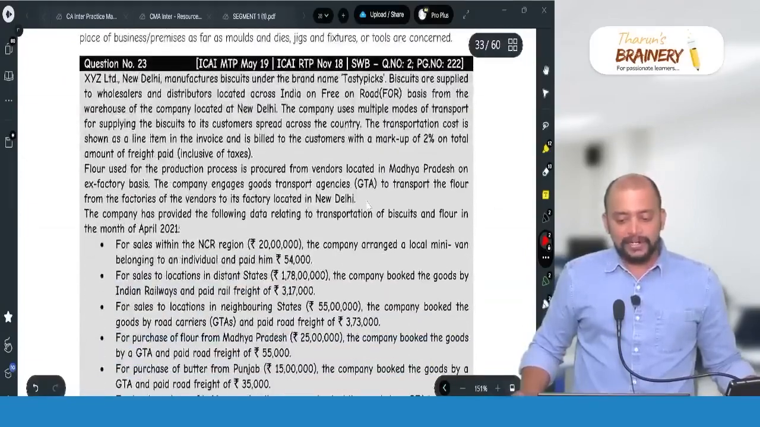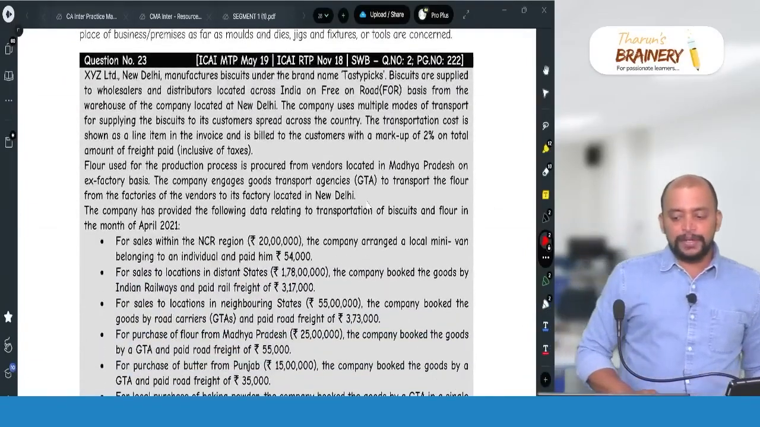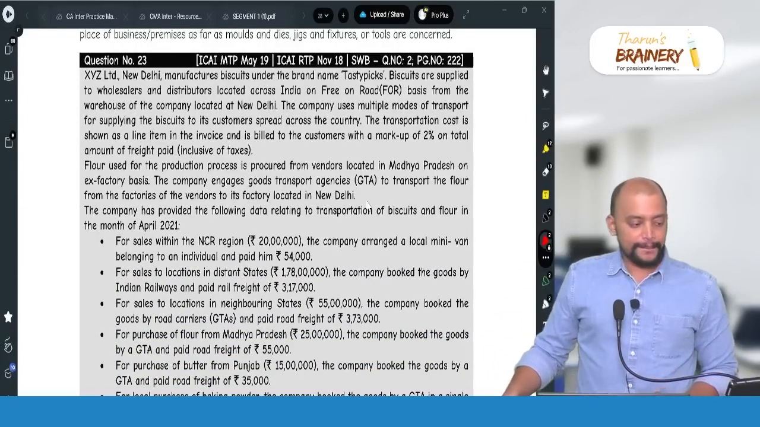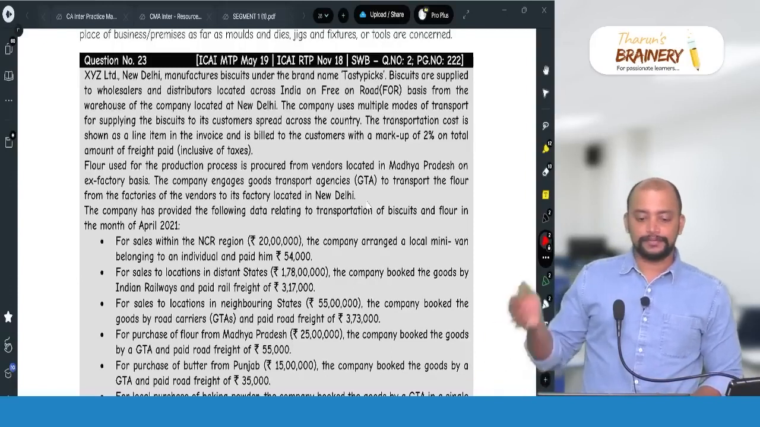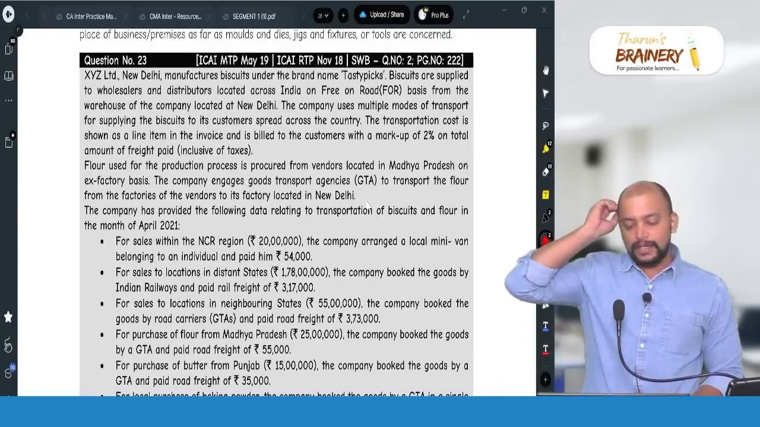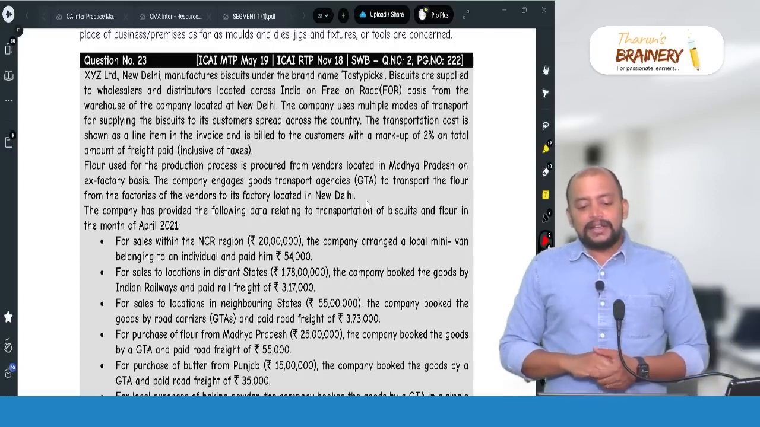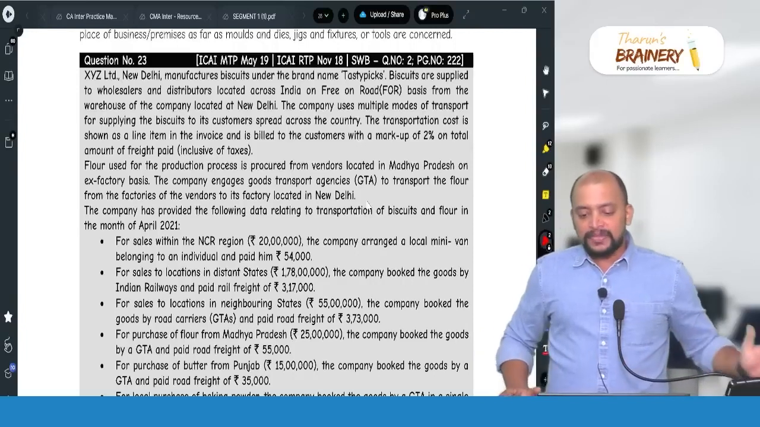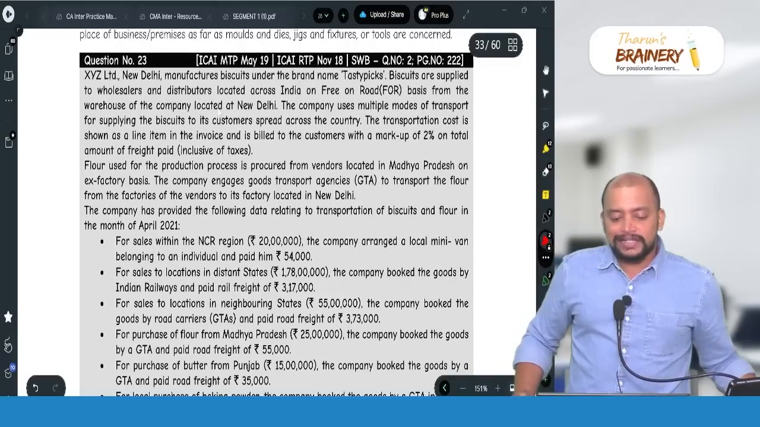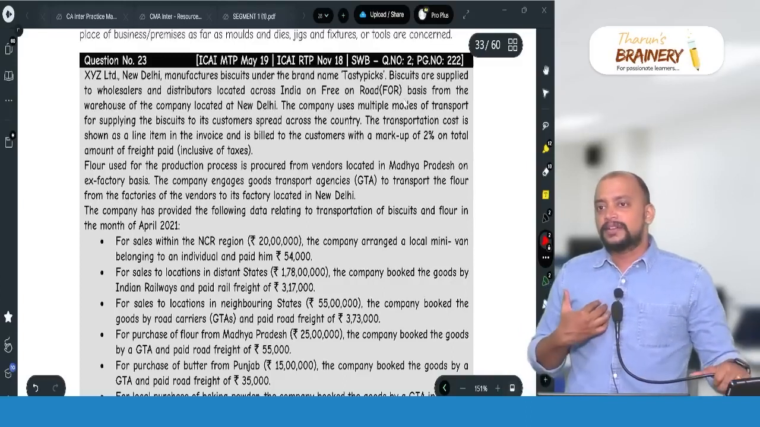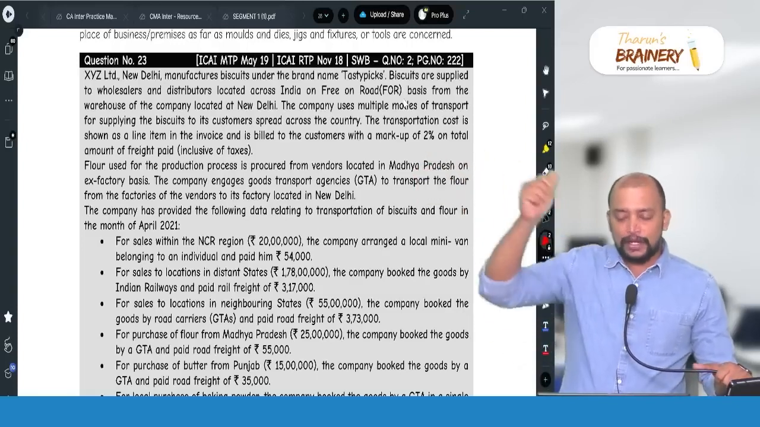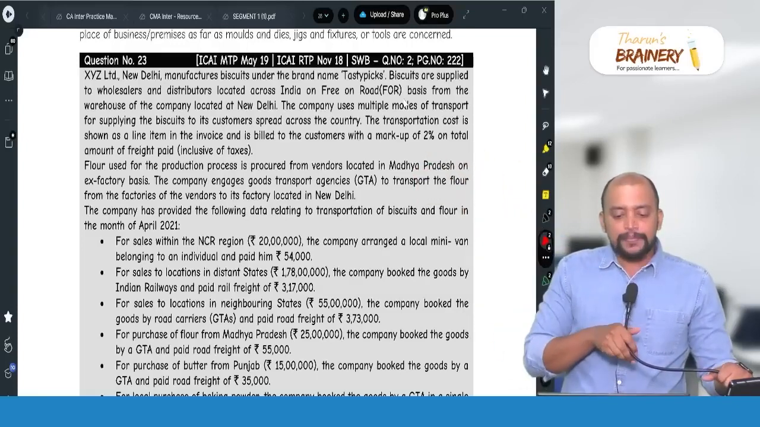Then the next question, in page number 222, exemptions. XYZ Limited, New Delhi, manufactures biscuits under the trade name Tasty Picks. Biscuits are supplied to wholesalers and distributors located across India on a free on-road basis. Means, we need to incur the transportation cost and deliver the goods to their location from the warehouse of the company located at New Delhi.